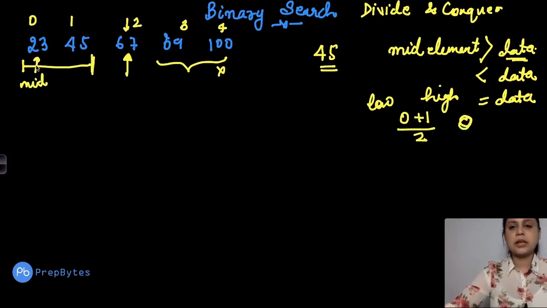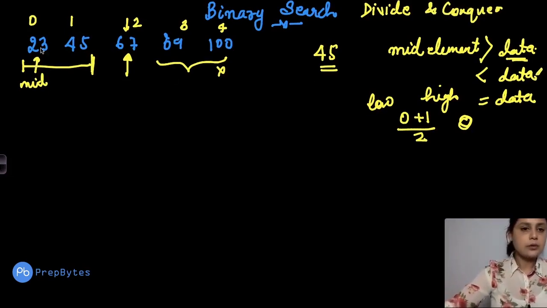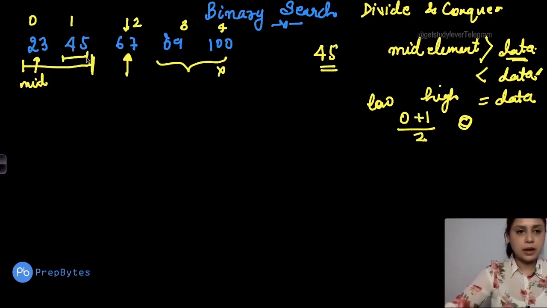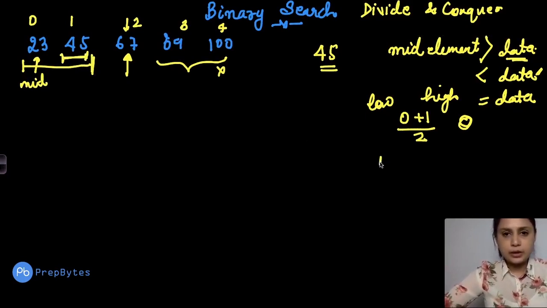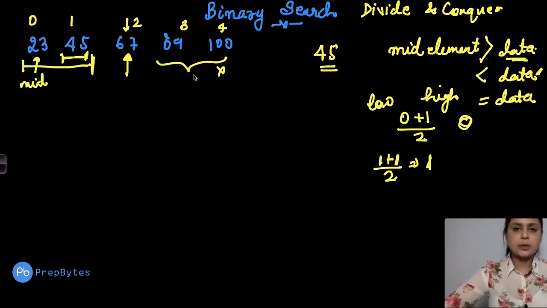Now again I'll do the same thing. I'll check if the mid element is greater than data, less than data, or equal to data. Now we see that 45 is greater than 23. So I'll continue my search in the next half, which has only one element. At this place, my low becomes 1 and my high becomes 1. So my mid becomes (1 plus 1) by 2, which is equal to 1. Now I check whether the mid element is equal to data. Yes, the mid element is equal to data. So I simply return this particular index as my answer.